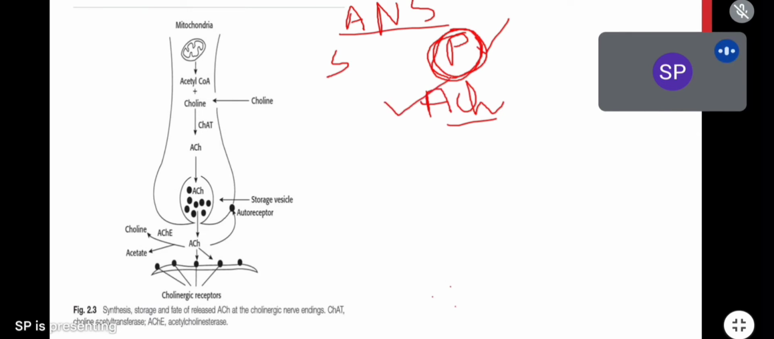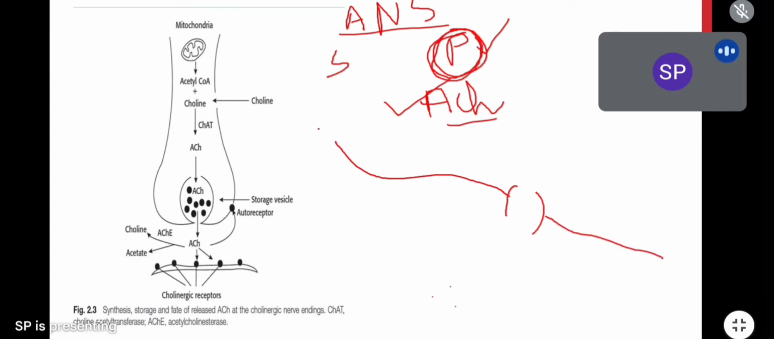Acetylcholine is the main neurotransmitter in the parasympathetic nerves. That's why they are called cholinergic nerves. Now you see, just imagine this is the parasympathetic nerve. In the parasympathetic nerve we have preganglionic nerve fiber and postganglionic nerve fiber.